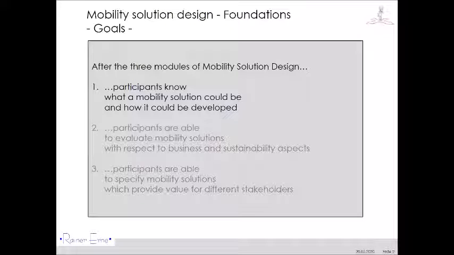And in order to prepare the second and the third semester, we will now talk about the foundation level. That means what are mobility solutions, and then one method at least how a mobility solution could be developed.